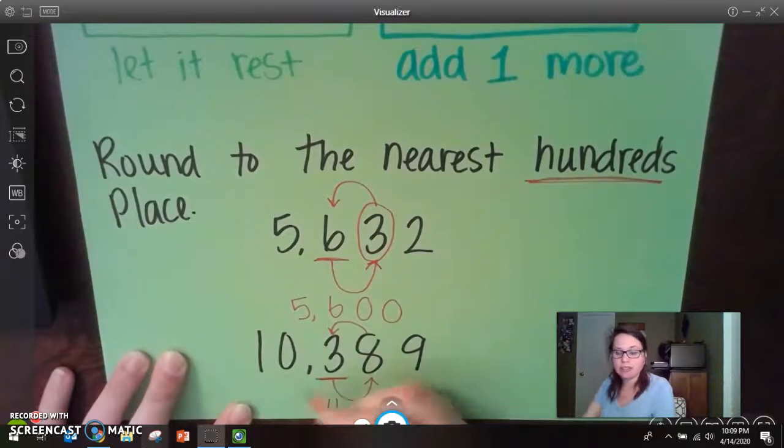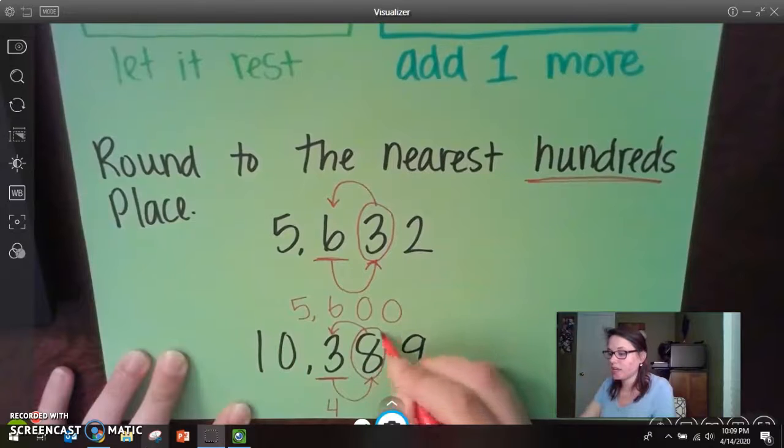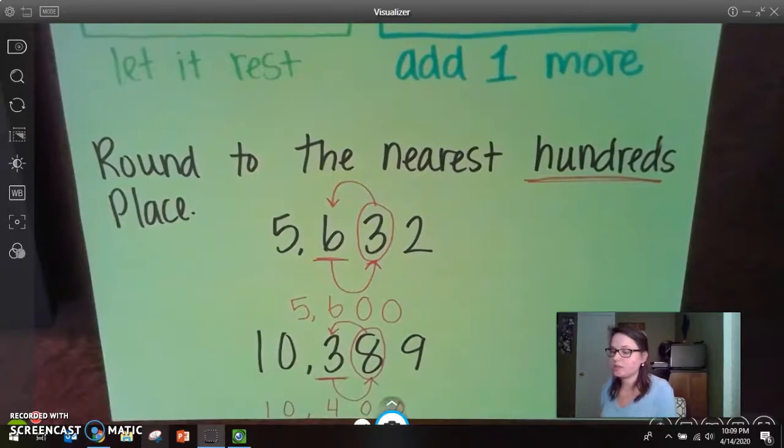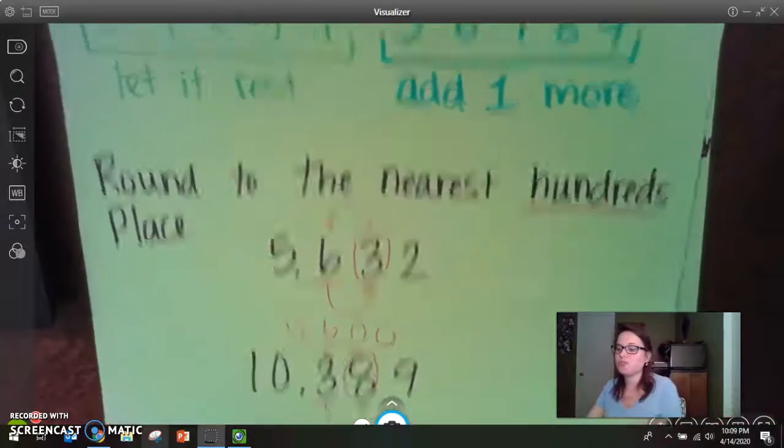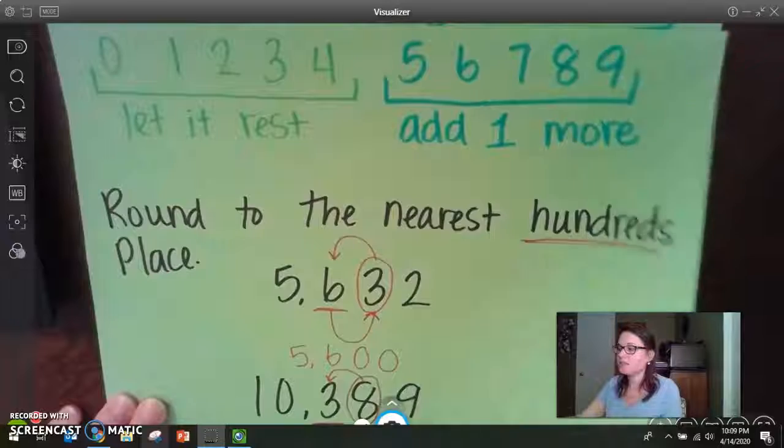And I'm going to just bring down the rest of my numbers. I forgot to circle this guy. So I'm going to go ahead and bring these down and bring down those. So that's how you round to the nearest hundreds. Pretty easy once you get the hang of it. It does take a little bit of time just to remember where you're at.